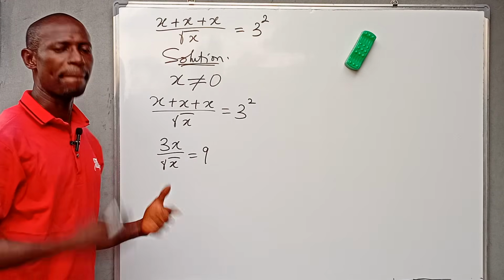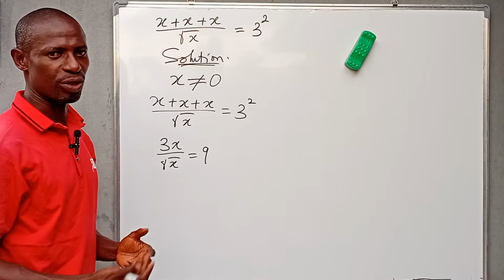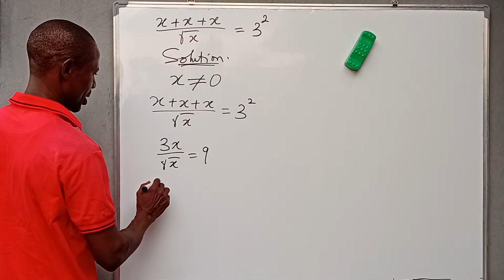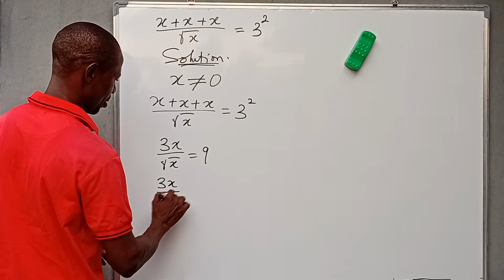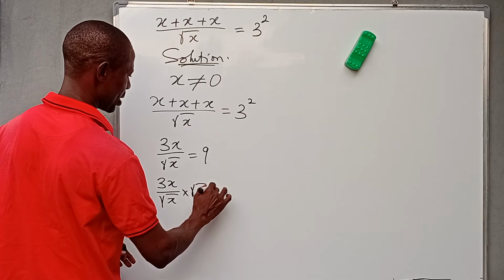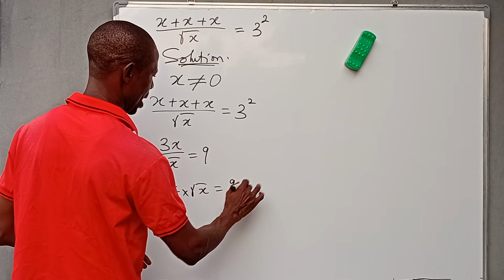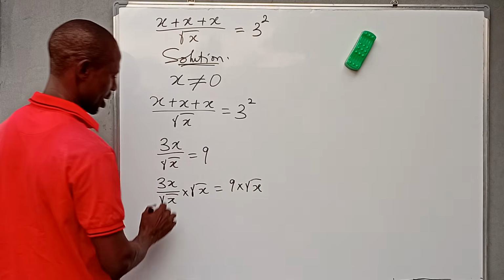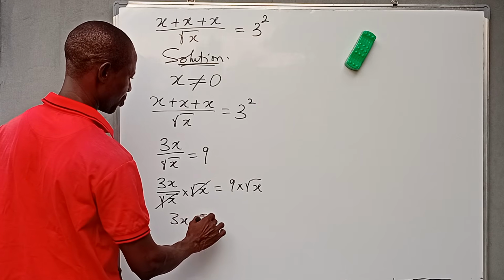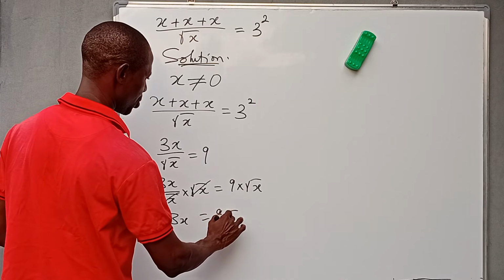So this denominator, we have to eliminate it. And how do we do that? We achieve that by multiplying both sides of the equation by the square root of x. So we have 3x all over the square root of x times the square root of x equals 9 times the square root of x. And so this and this will cancel. We are now left with 3x is equal to 9 root x.